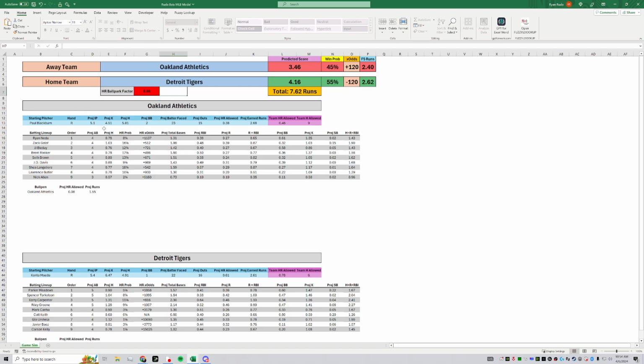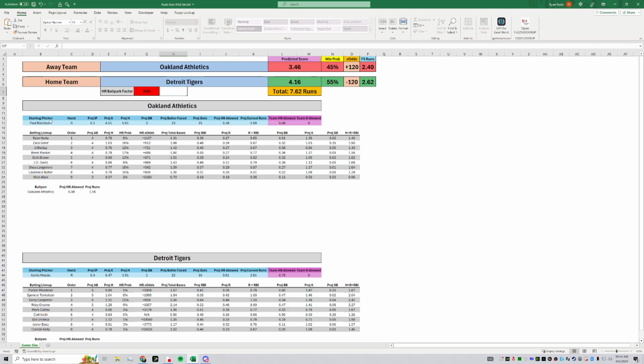Next, let's scroll down to the first team. So Oakland. In the blue here are all the data points that you would want on the starting pitcher. And in the pink are the team totals, including the bullpen stats. These aren't extremely necessary or relevant except for the team home runs allowed. That's something you're going to want to look at.